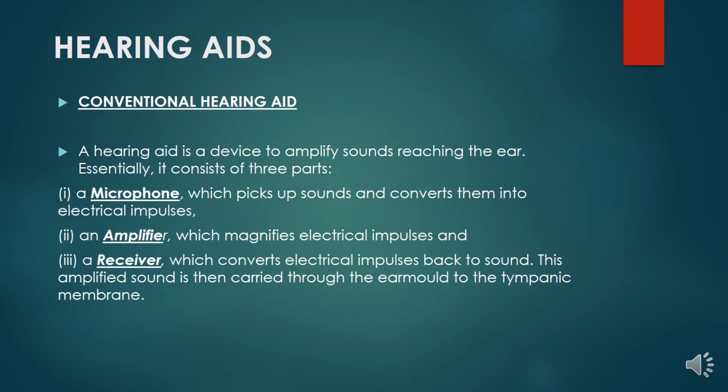Now first we'll start with hearing aids. In that, conventional hearing aid. A hearing aid is a device to amplify sounds reaching the ear. Essentially, it consists of three parts. One is the microphone, second one is the amplifier and the third part is the receiver. The microphone picks up the sounds and converts them into electrical impulses. The amplifier magnifies those electrical impulses and the receiver converts those electrical impulses back to sound, and that is carried through the ear mold to the tympanic membrane.